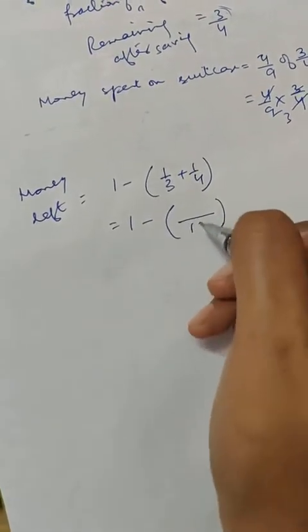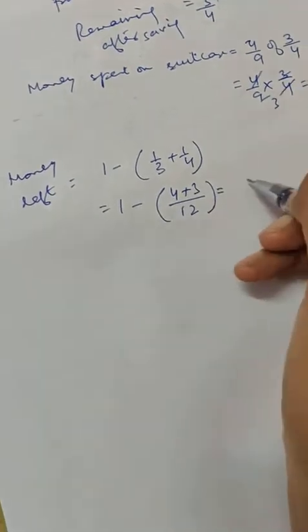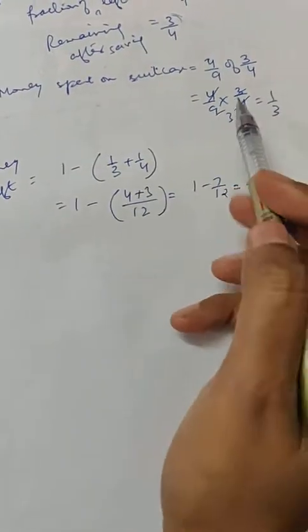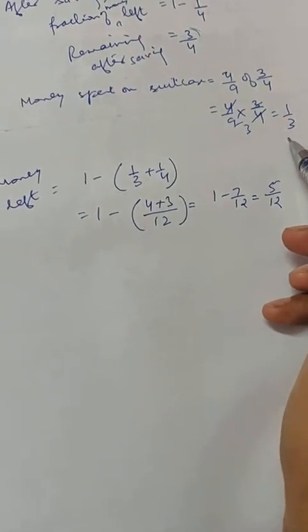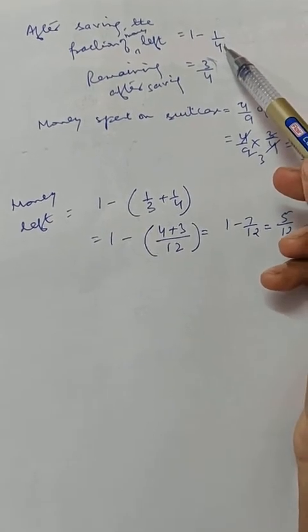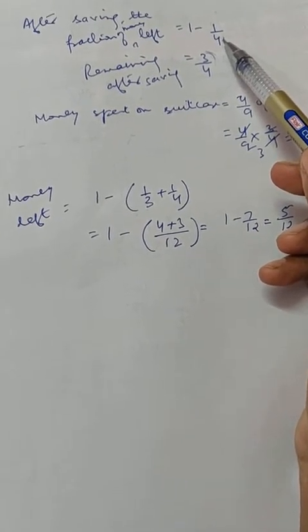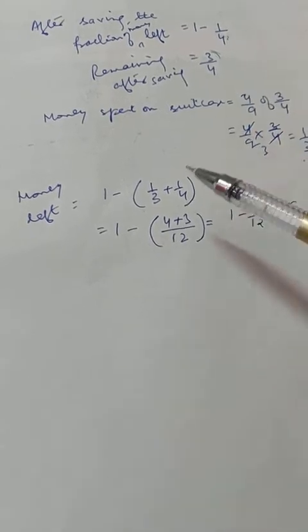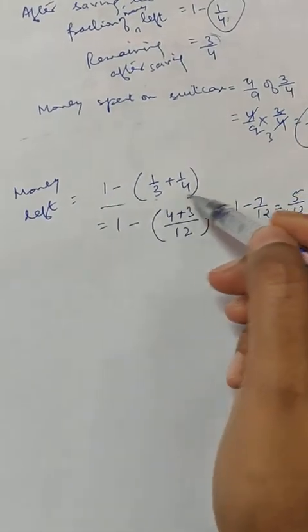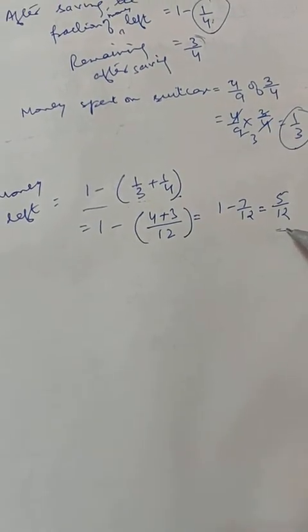So you will get 4 plus 3, and you will solve. So you will get 5/12. This means that 5/12 of the money was left with him. Why have I added these two here? Why did I not subtract only this? Because we must take this also into account, that he has already saved 1/4 of the money. So you have to exclude this value and this value both from the total to get how much money was left with him.